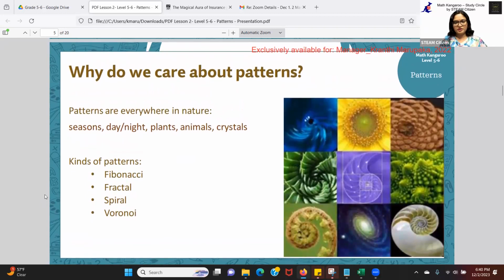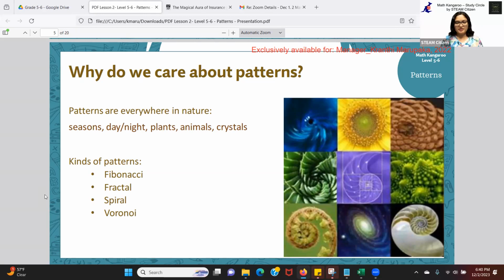Arav, would you like to take this slide? Sure. So patterns, as we know, can be found everywhere: in seasons, days, plants, animals, crystals, pretty much everything. Some patterns that can be found in nature or anywhere could be the Fibonacci, fractal, spiral, and Voronoi.